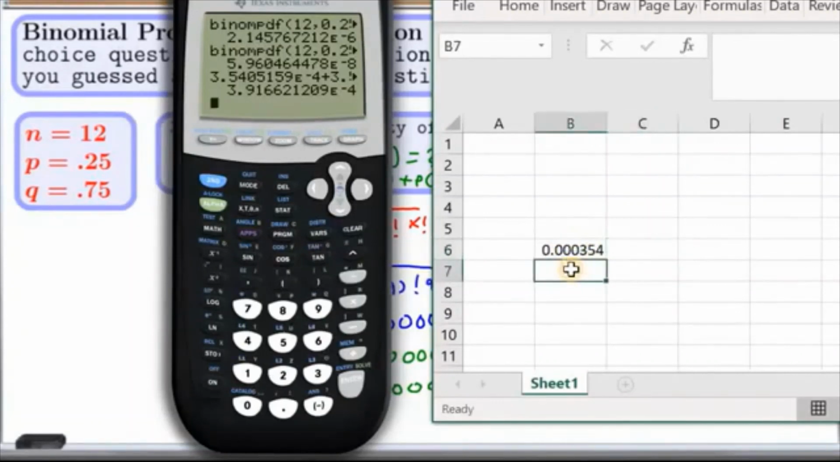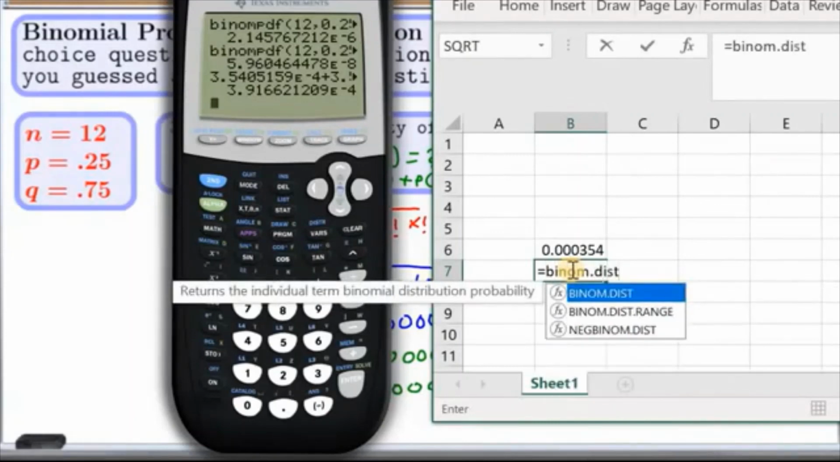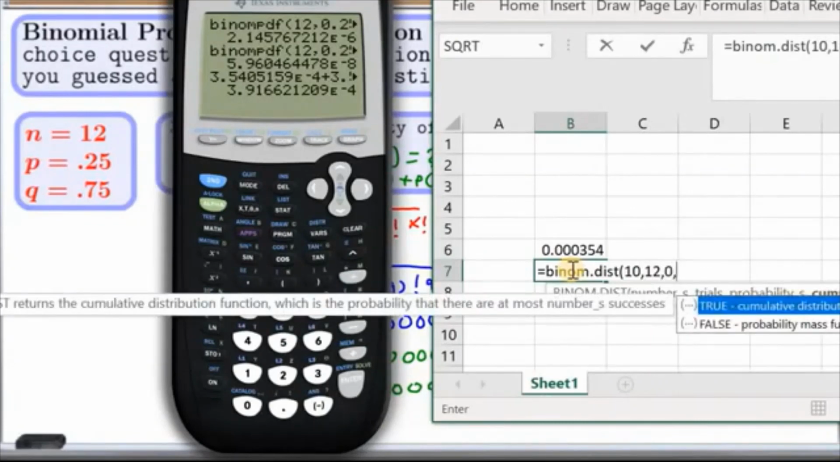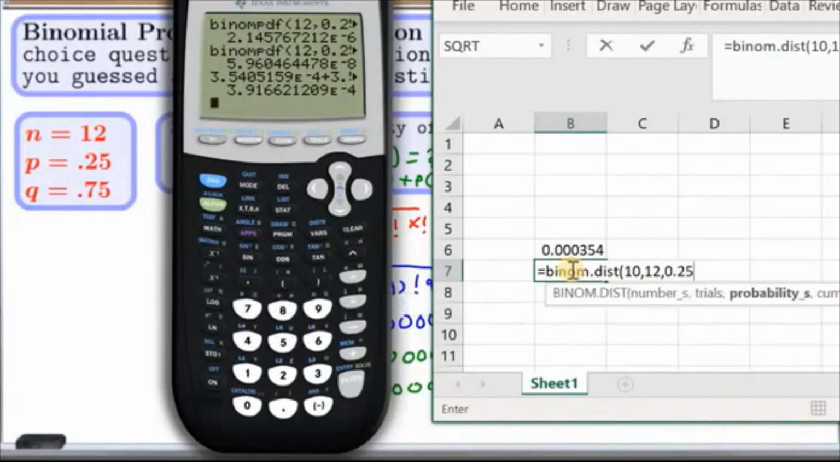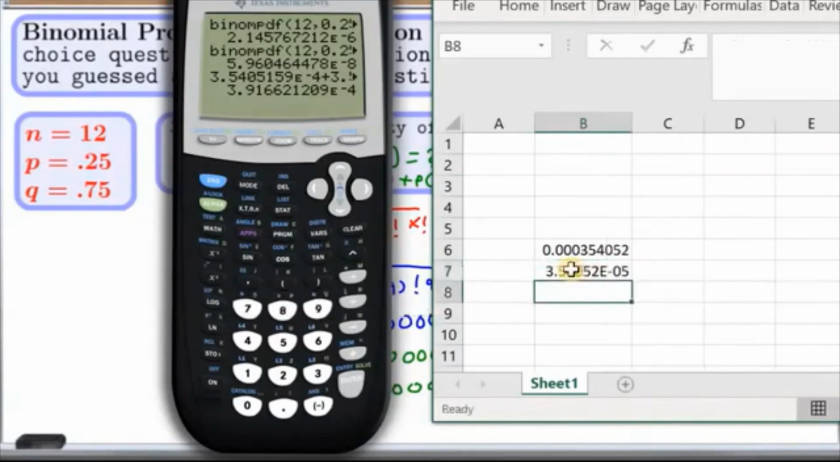Now let's find probability for 10. Type in equals, then type in binomial dot dist, then put parentheses. Our number here will be 10 since we are trying to find probability of 10. Our trial is 12, comma, our p is 0.25, then comma, then we'll be typing false again because we are trying to find probability at 10. So let's type false, or you can also type 0, then close your parentheses, then hit enter. So this is the probability of 10.